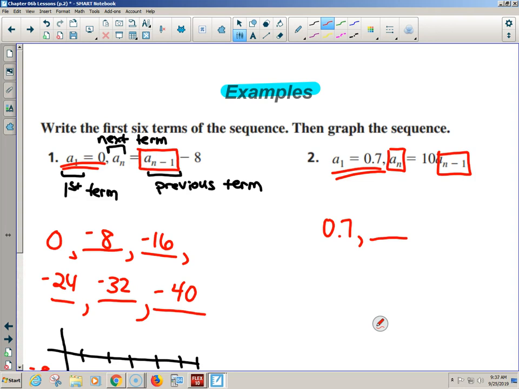Which one, Caleb? Yeah, to get to the next term. Good. So to fill the blank, to get to the next term, what do I do? You have to read it as a sentence. What do I do to the previous term?